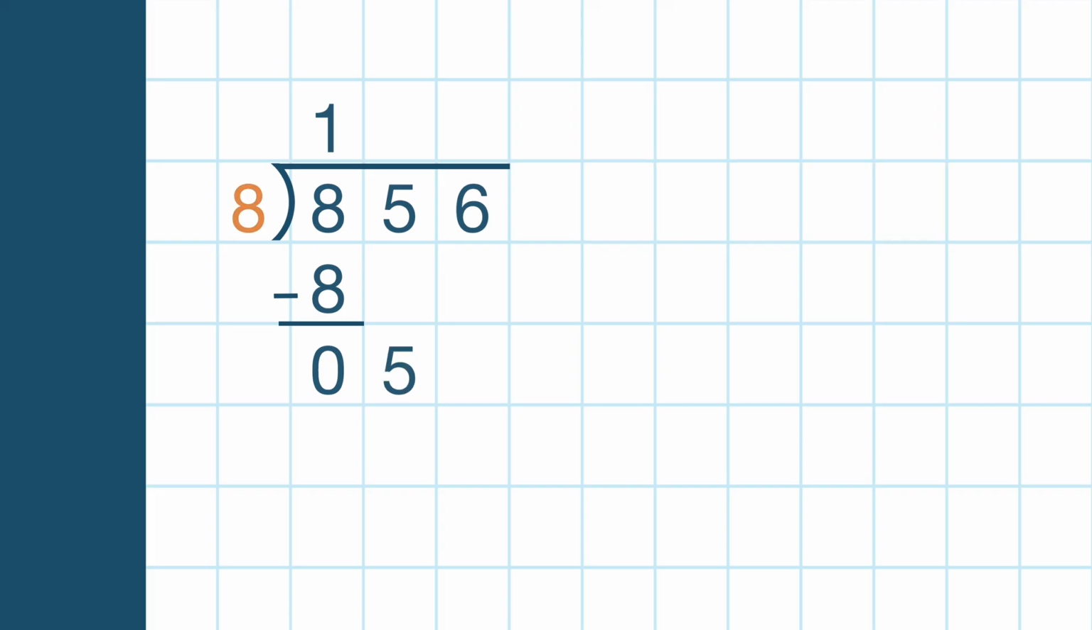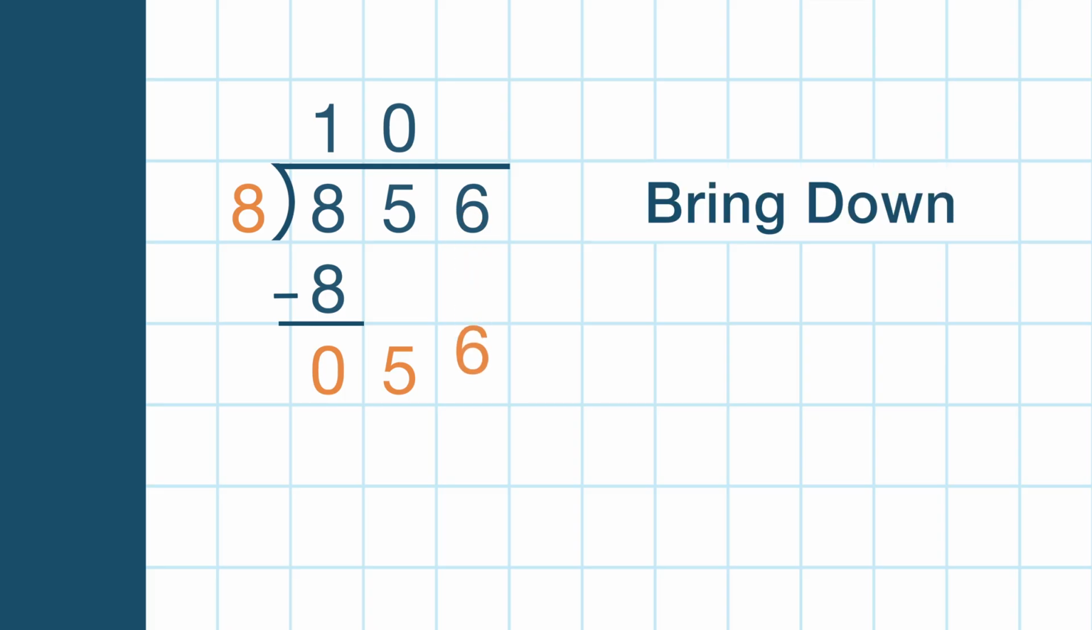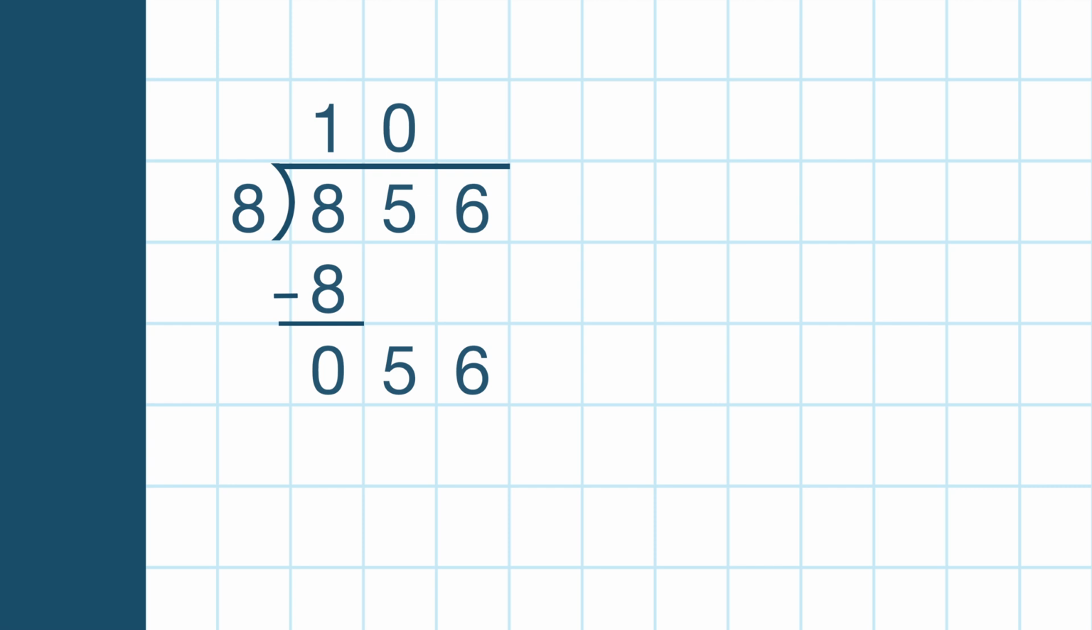Now, does 8 go into 5? No, 8 is too large. When this happens, write 0 in the quotient above the 5. Then bring down the next digit, which is 6, to make 56. Repeat the steps. Divide. 8 goes into 56 7 times. Write the 7 above the 6.